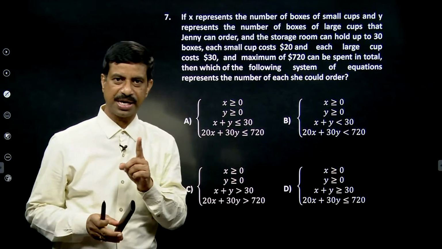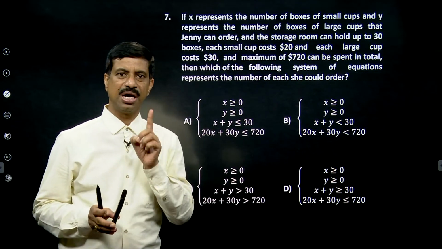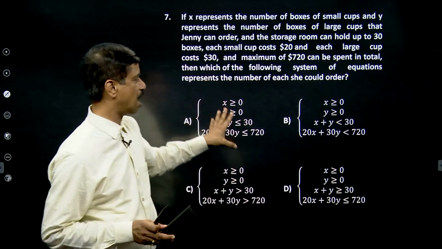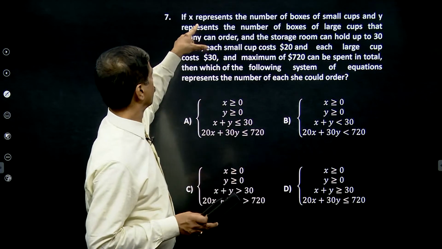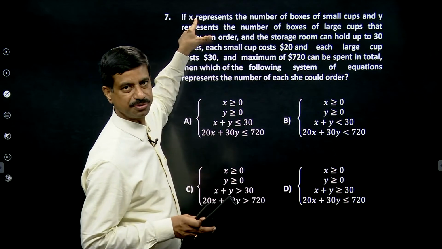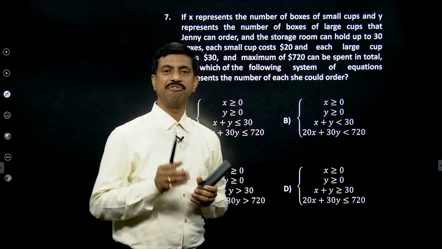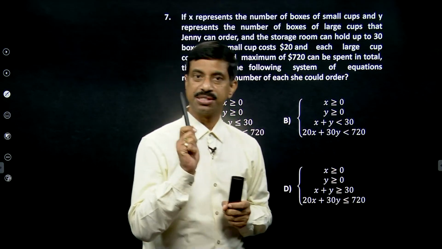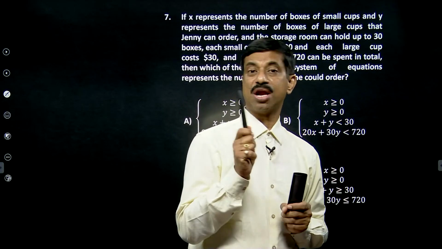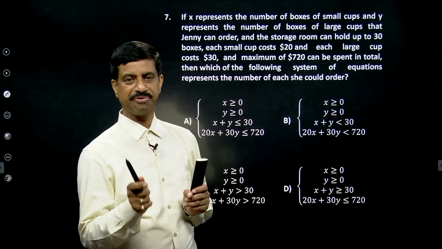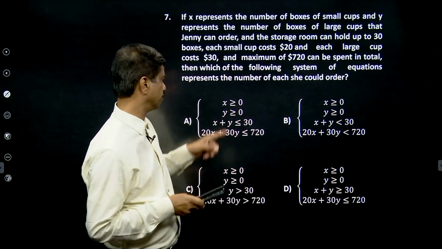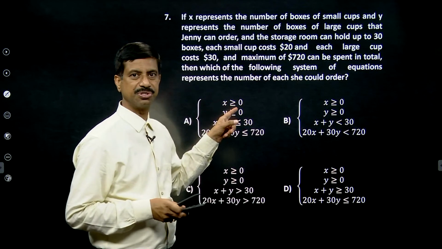I repeat once again, please listen carefully and observe how the answer could be A. X represents boxes of small cups. The number of boxes can be either 0 or positive, but cannot be negative. So, both X and Y should be greater than or equal to 0.